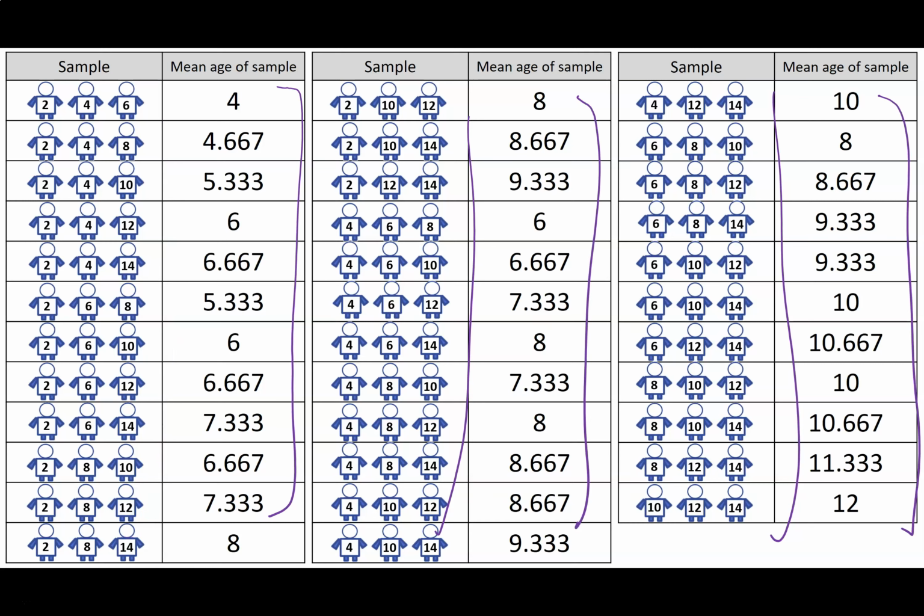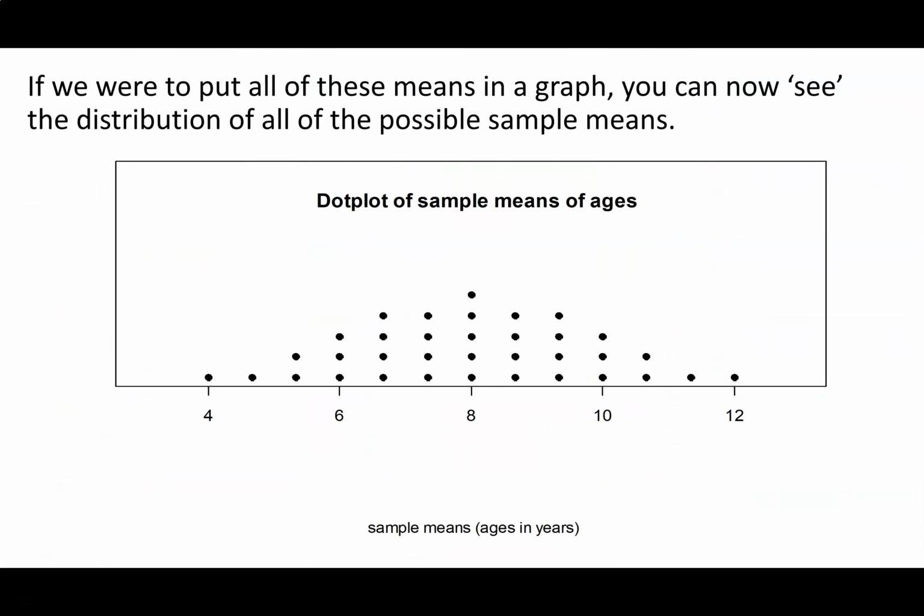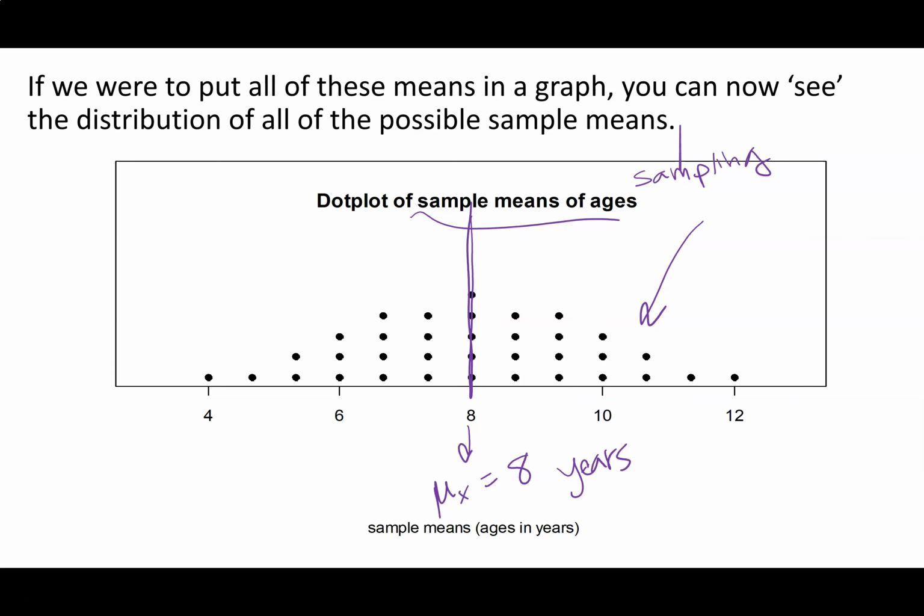So now I'm going to take just those means and put them into a dot plot. So I'm going to look at them. Here, there's a dot that represents every single one of those means. When I do that, things to note: look at where this is centered. This is nice and symmetric, and it's centered right here at 8. It's actually centered at the mean of the population. If I took all 7 children together, remember that average was 8 years old. This is the sampling distribution of x bar. It's centered in the same place.